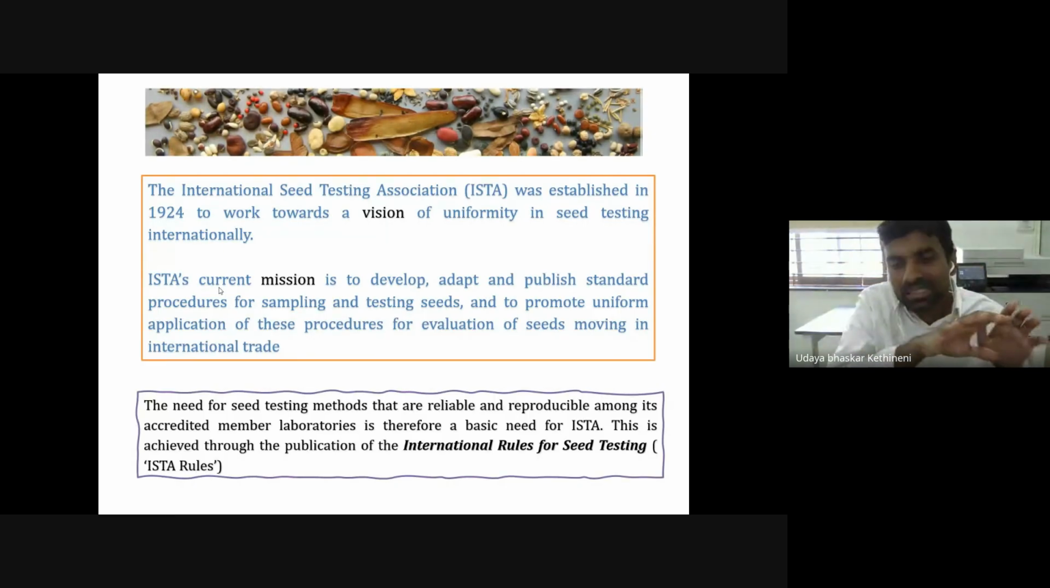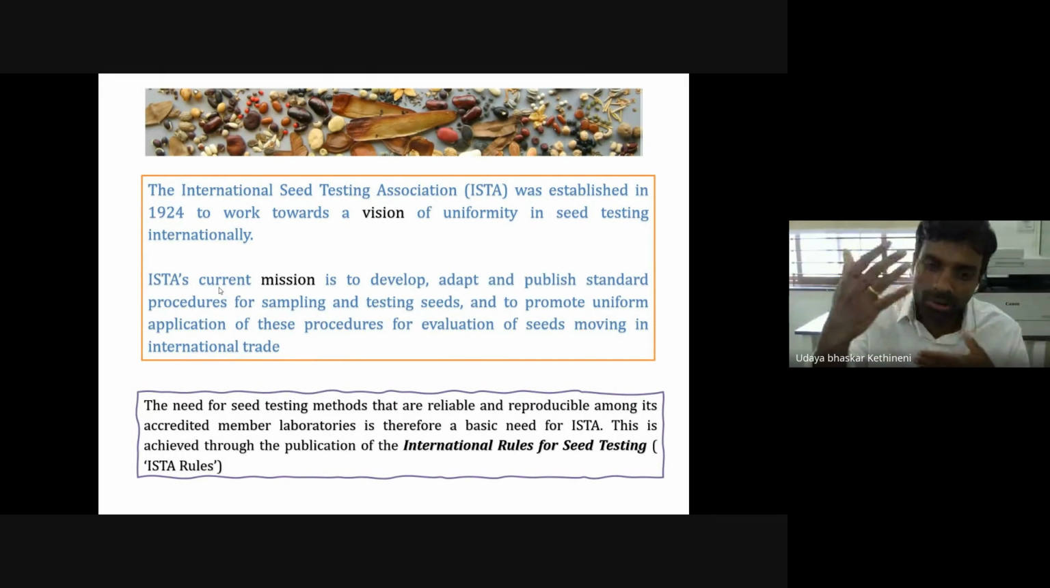That means what is the detailed methodology that has to be followed, that will be given in the form of different chapters. That is what ISTA rules means. ISTA rules, normally the basic misconception is that they will give the upper and lower limits, like your IMSCS, like Indian minimum seed certification standards.